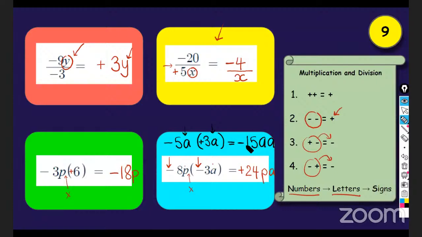Don't get me wrong, this is mathematically correct, right? Minus 15 A A. Mathematically, that is correct, but it doesn't look cool. A multiplied by A is A what in maths? Squared. So this is the cooler way to write it, right?